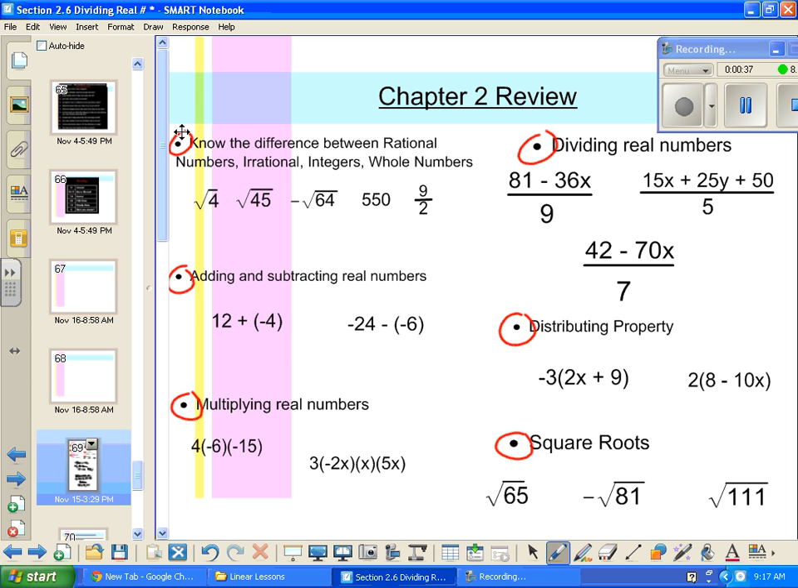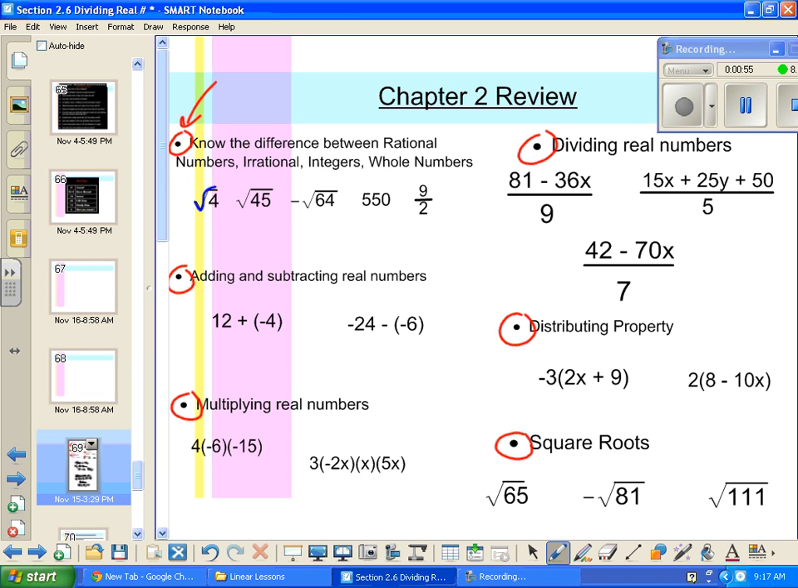In terms of what they should know for the test tomorrow, number one thing they should know is the difference between rational numbers, irrationals, integers, and whole numbers. We've talked about this a bunch of different times this chapter. We've quizzed on it a few different times too and had different types of homework assignments on it. So when they see these types of numbers, they should be able to tell me what the best name for each of those numbers is.